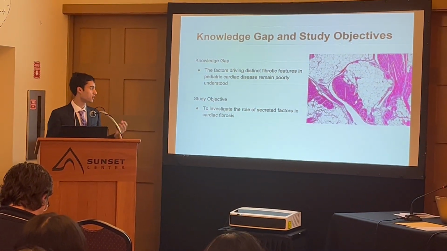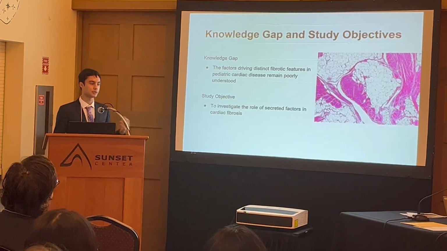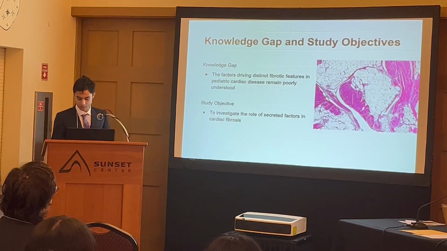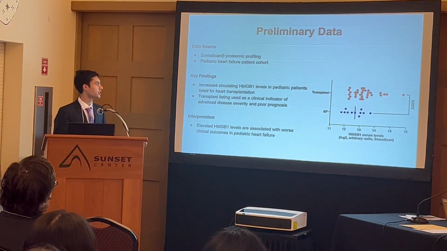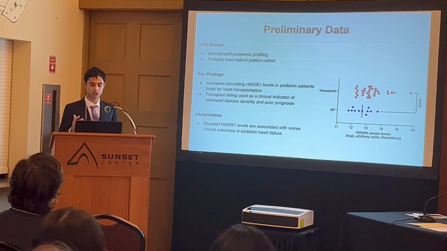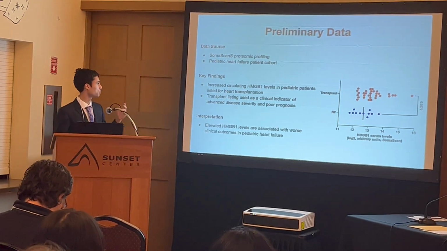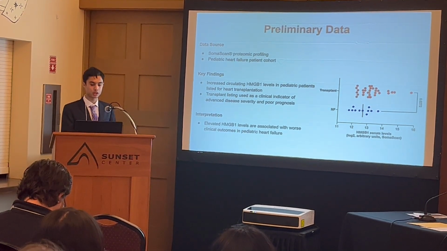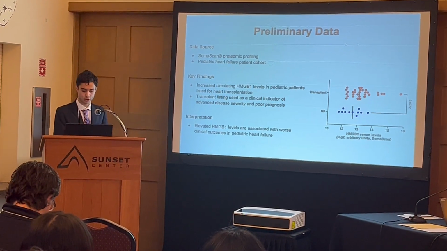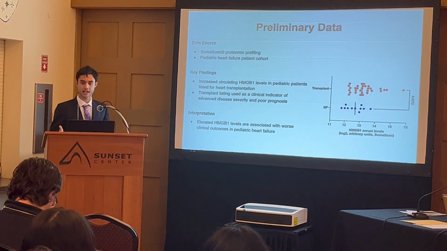And thus, to address this knowledge gap for pediatric DCM, this study aims to investigate the role of secreted factors that are involved in pediatric cardiac fibrosis. So this is some of the preliminary data that was obtained prior to me beginning this experiment. Preliminary data was obtained through a SOMAscan protein profile, and we obtained patients with pediatric heart failure and grouped them into two. The first was a non-failing group, which served as a control, and the second group were patients that required transplant upon being diagnosed with DCM.